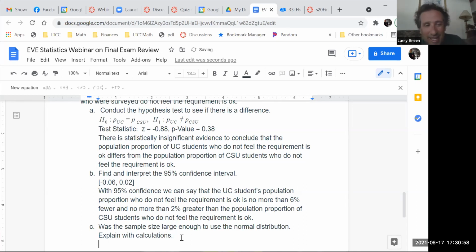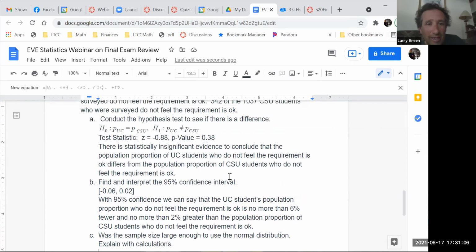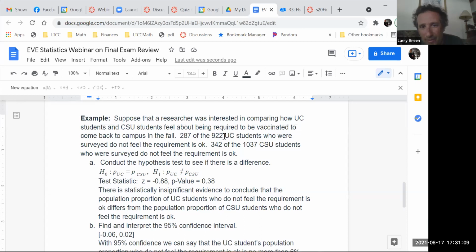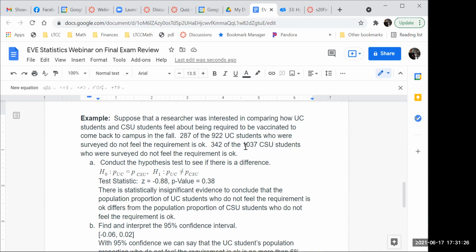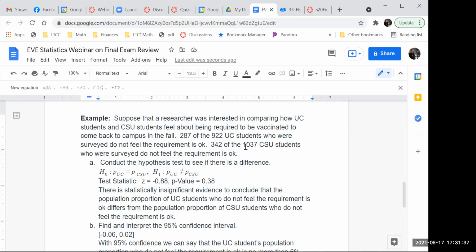Okay, now comes the question that you had originally. Was the sample size large enough to use the normal distribution? Explain with calculations. Our sample sizes were 922 and 1037, but it's not enough to just look at those numbers. How do proportions work? Do you remember? For sample size analysis, doesn't n times the proportion have to be greater than 5? Yeah, n times the proportion of yes and no.